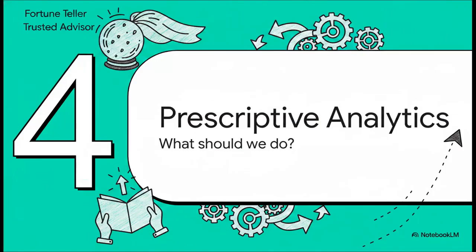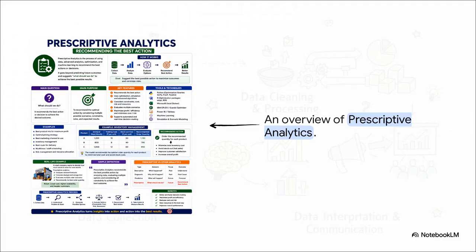And finally, the big one, Stage 4, Prescriptive Analytics. What should we do? We have reached the ultimate superpower. This is where we evolve into the trusted advisor. This stage moves entirely beyond just predicting the future to actively suggesting the very best actions to maximize your outcomes. It doesn't just tell you, hey, it's going to rain today. It tells you to pack an umbrella, leave 10 minutes early, and take a very specific route to avoid traffic.